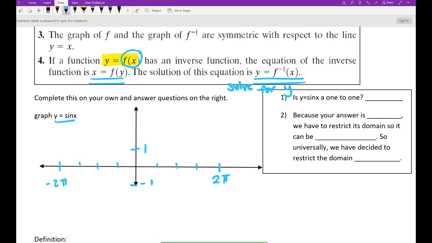For sine, sine of 0 is what? Sine of 0 is 0.